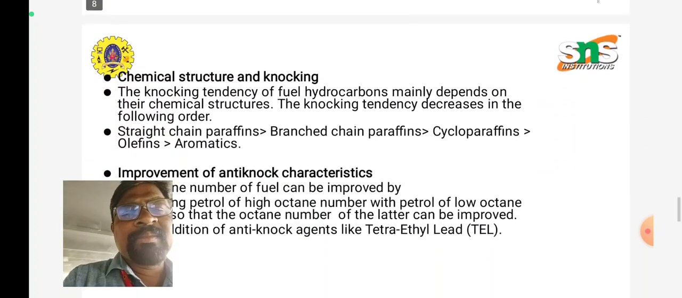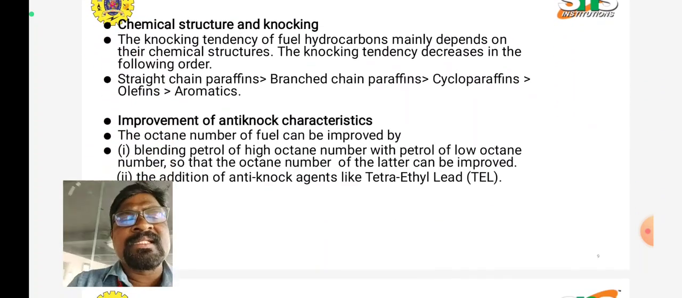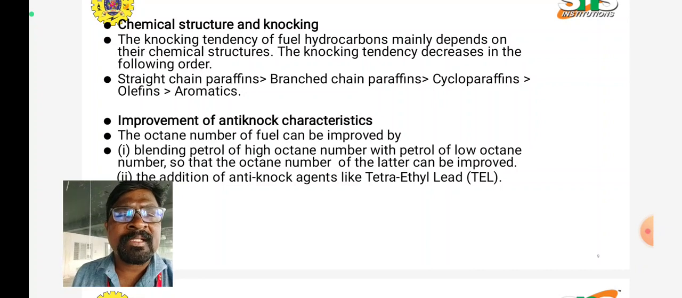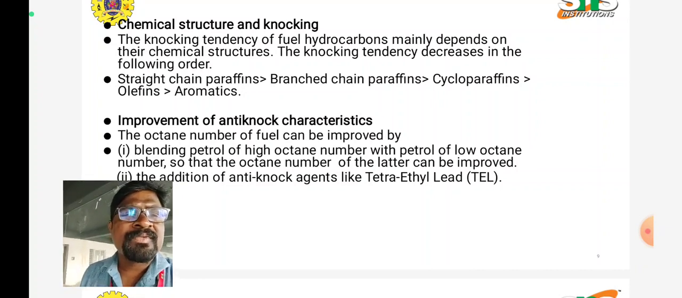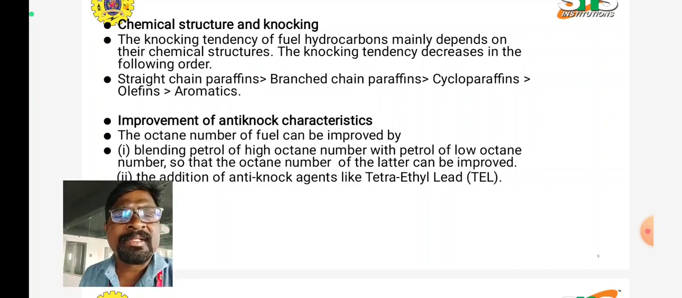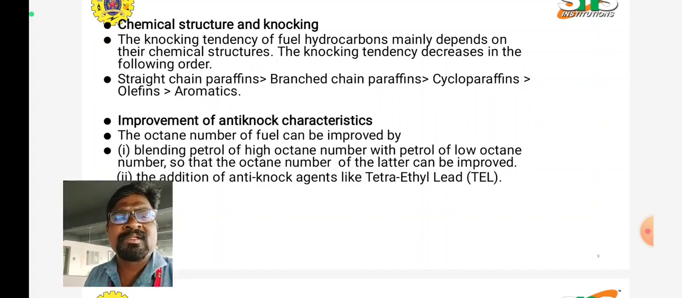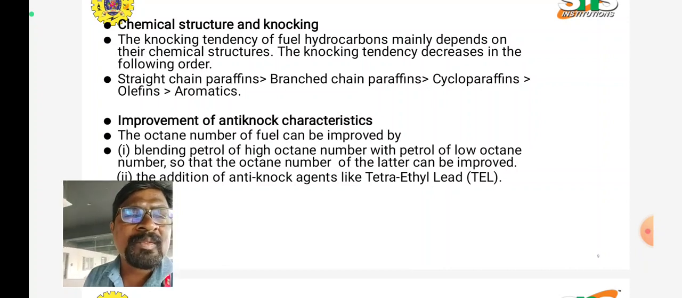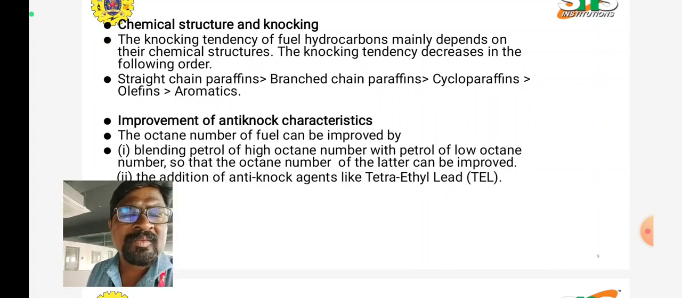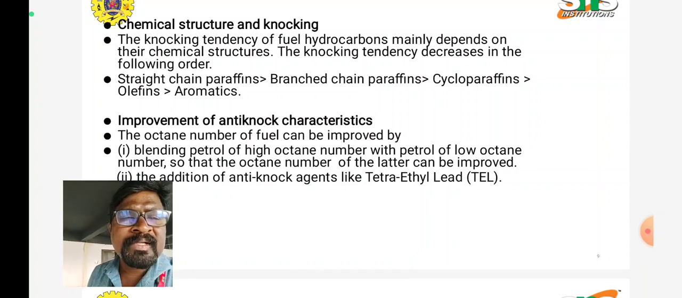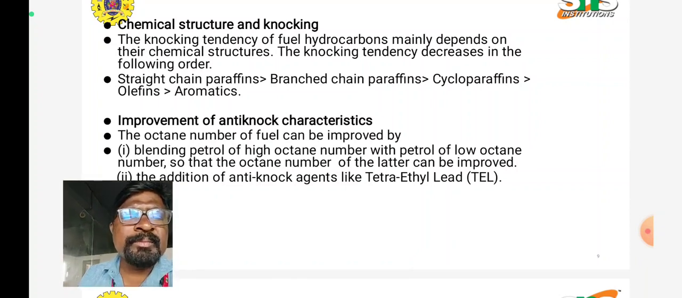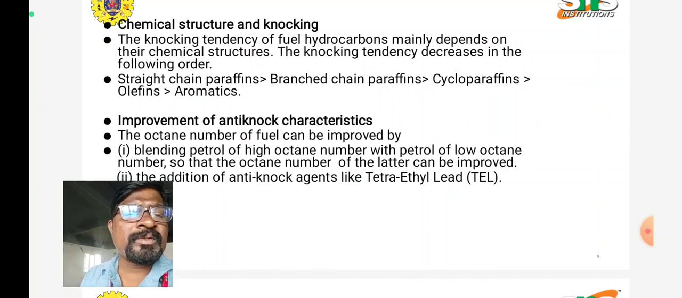And to talk about this, the improvement of knocking characteristics as well as the chemical structures and knocking. The knocking tendency of the fuel hydrocarbons mainly depends upon their chemical structures. The knocking tendency decreases in the following order: straight chain paraffin, followed by branched chain paraffin, cycloparaffins, then olefins as well as the aromatics. And for the improvement of anti-knock characteristics, the octane number of the fuel can be improved by blending petrol of high octane number with petrol of low octane number.